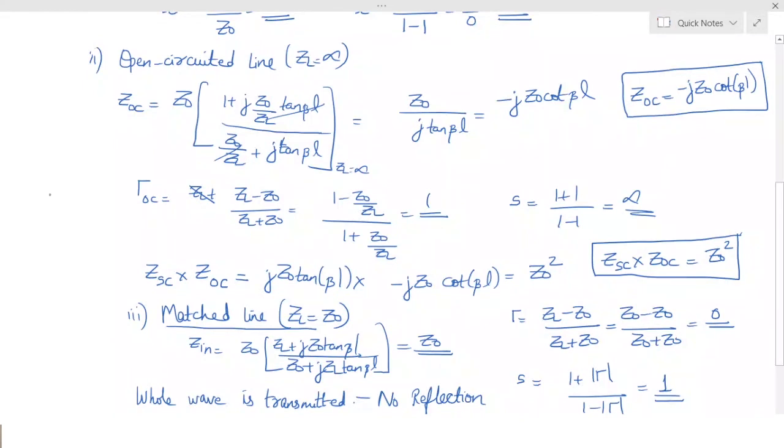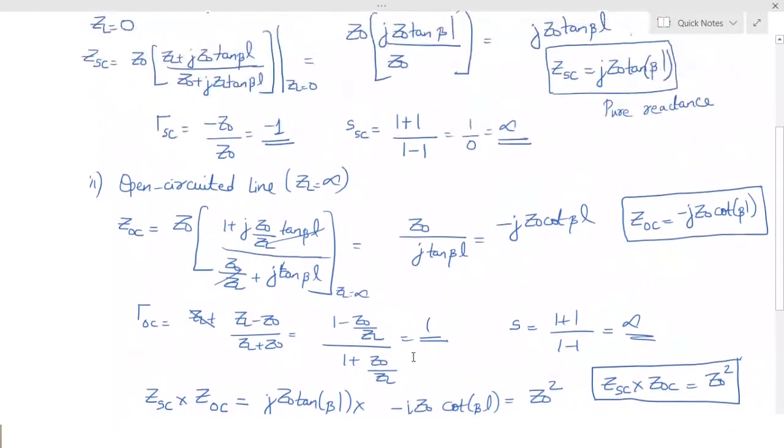And this corresponds to which case? The maximum power transferring case. Maximum power transfer is possible when a transmission line is matched to the load. Here ZL, load impedance, is equal to characteristic impedance. That means the line impedance is matched to load impedance. Corresponding to this case, maximum power is transferred. And it is proved like this. Reflection coefficient is 0 and S is 1. So absolutely no reflection and wave is completely transmitted. Input impedance will be equal to characteristic impedance in case of matched line.